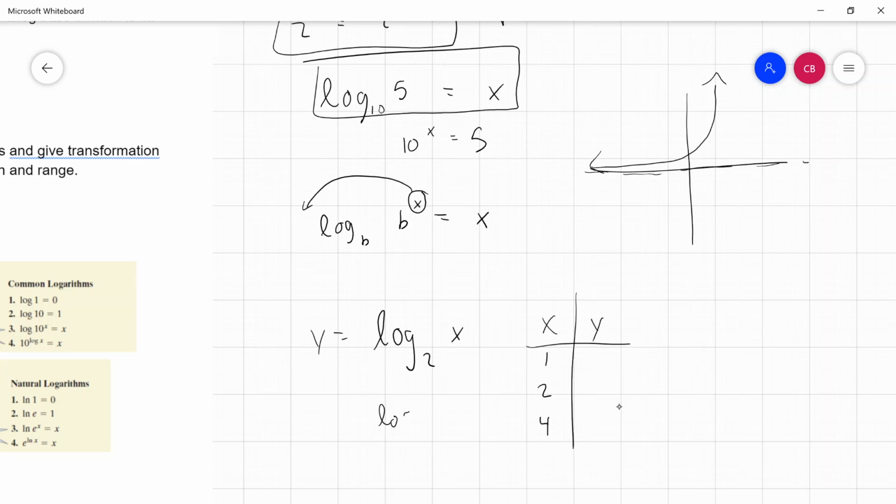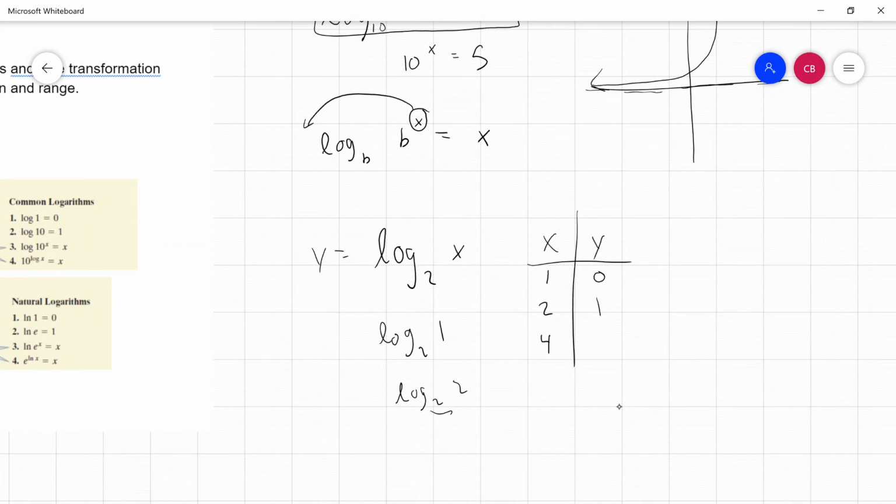Log base 2 of 1. Well, what power do I have to raise 2 to get 1? That would be 0. So 1, 0. If I put log 2 of 2, what power am I raising this 2 to get 2? That would be 1. And then if I did log 2 of 4, remember this is 2 to the x is equal to 4, so then x is 2.